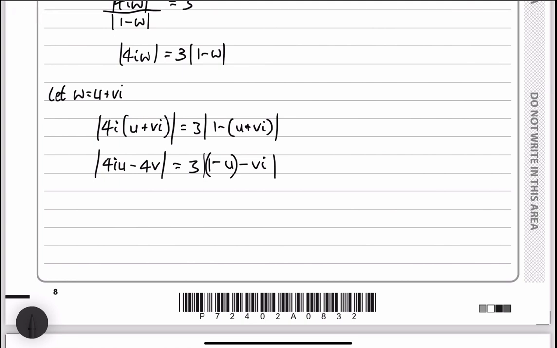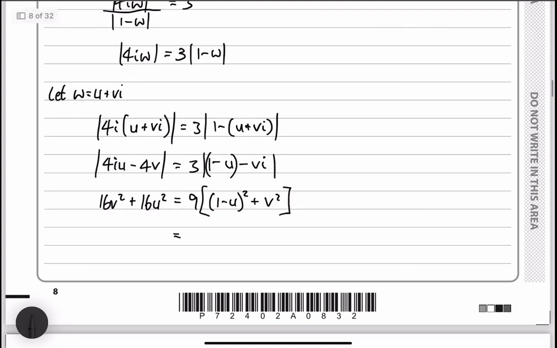Now I can get rid of my modulus signs by squaring everything. And that's the real part squared plus the imaginary part squared. So here we've got minus 4v squared, that's 16v squared, plus the imaginary part, that's 4u squared, so that's 16u squared. Now don't forget the 3, that also squares into a 9, and then we've got the real part squared over here, plus the imaginary part squared as well.